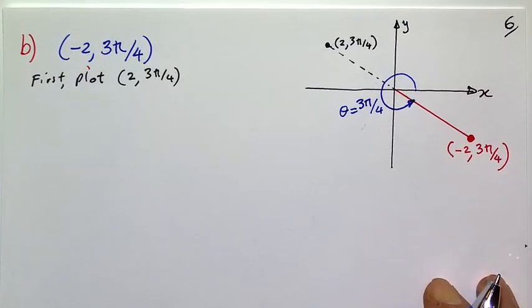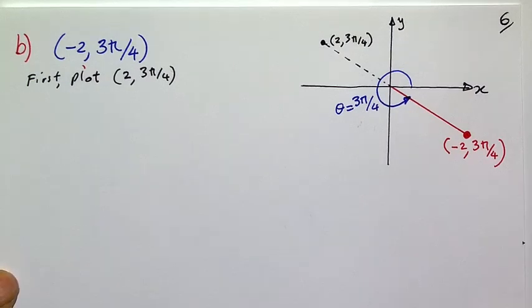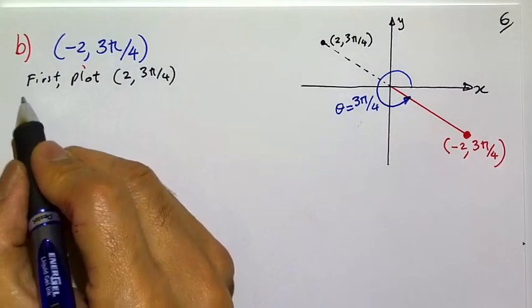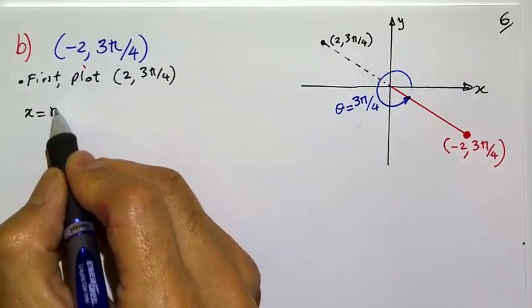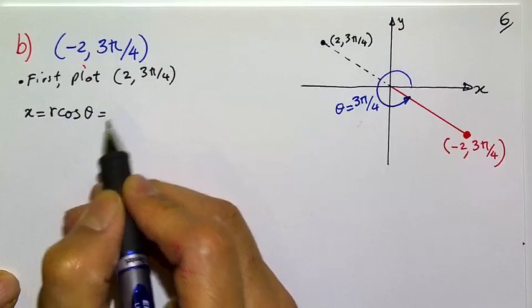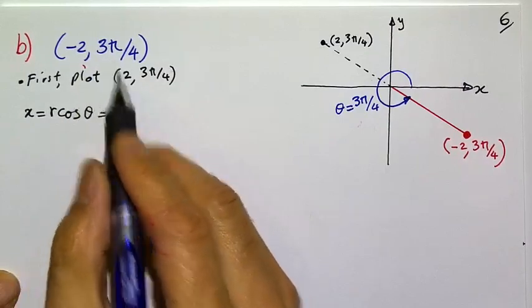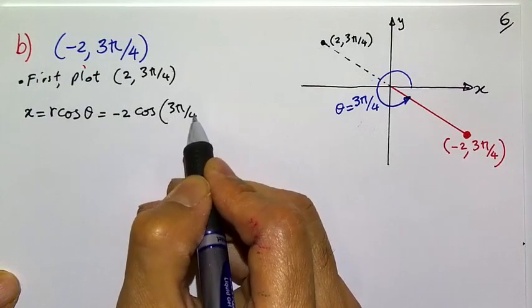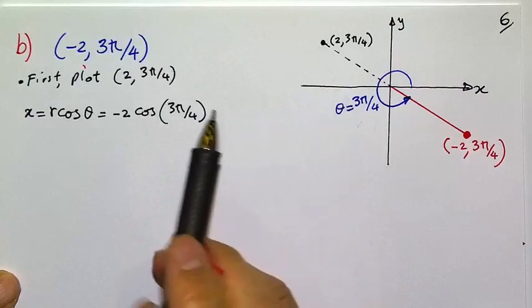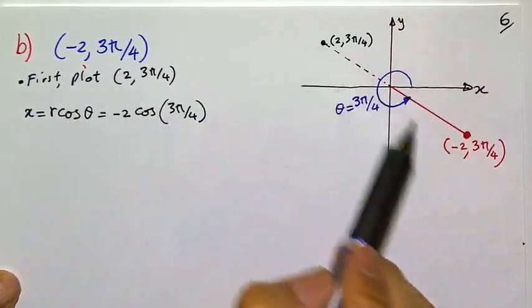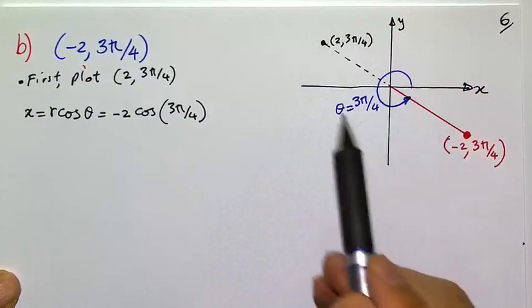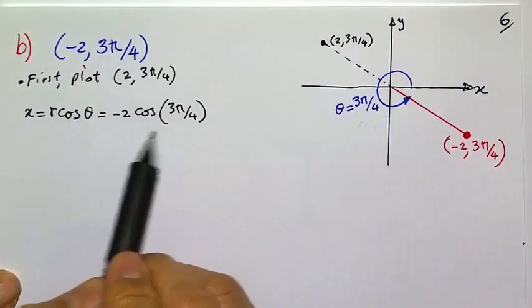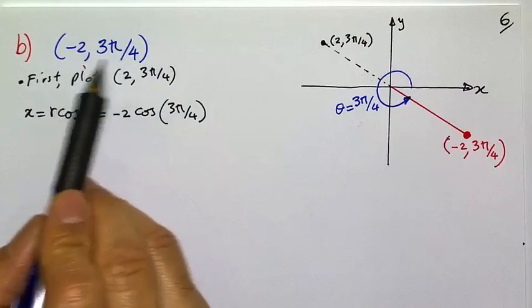Okay, so that's just to get a feel for where this point is located, but our main objective is to find the Cartesian coordinates for this point. So we're going to use the formula x equals r cosine of theta, right? And r is minus 2 times cosine of 3 pi over 4. Again, that picture is just to get a feel for where this point is. But when you make these calculations, just deal with these numbers.